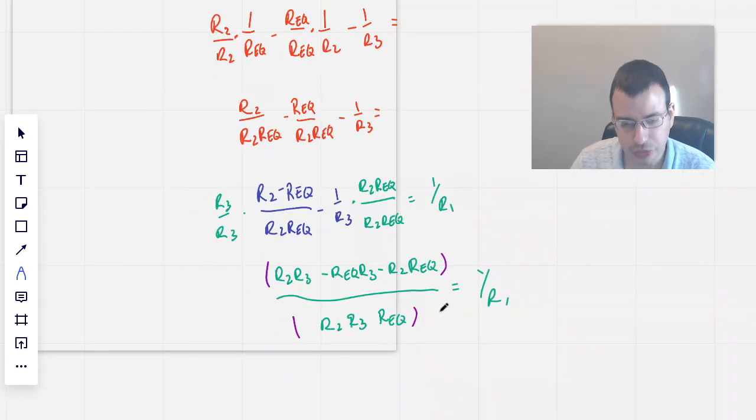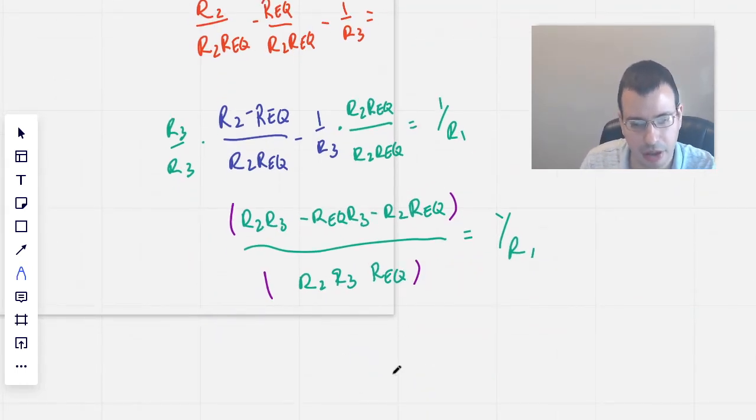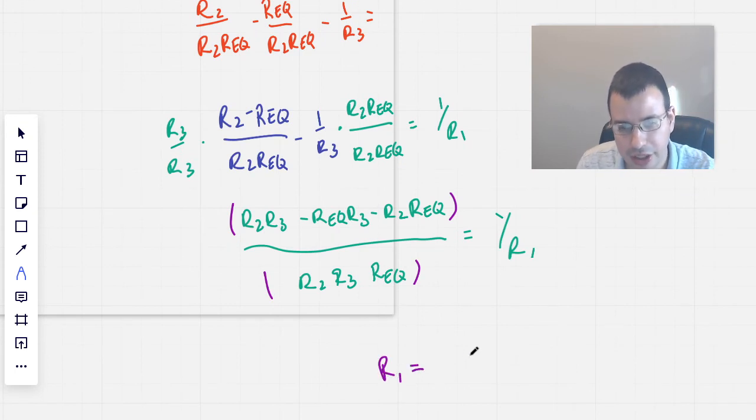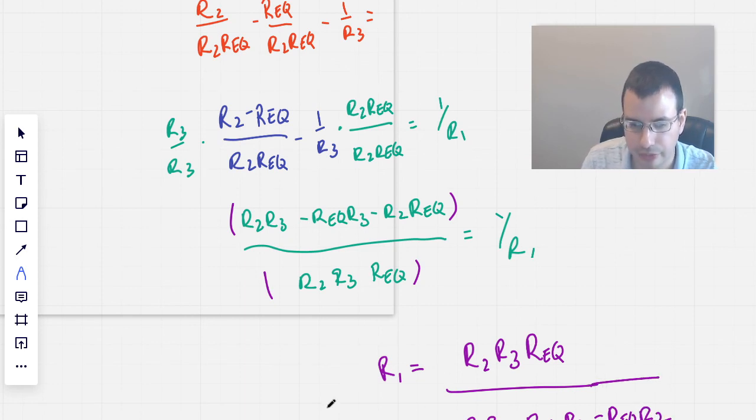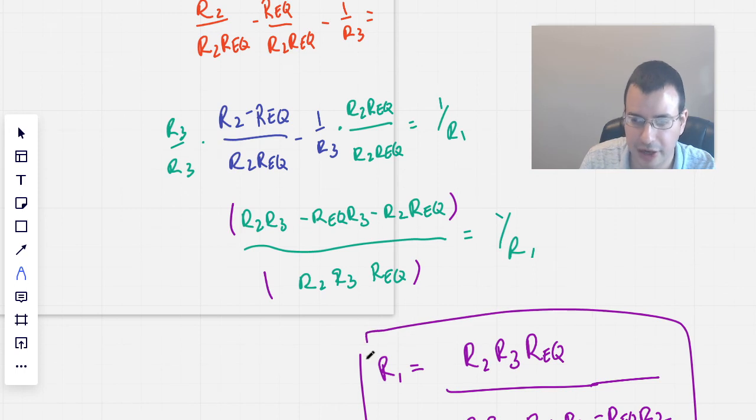All right. So then, final answer, R1 equals R2, R3 times R equivalent all over R2 times R3 minus R equivalent times R3 minus R equivalent times R2. And this would be your final answer.